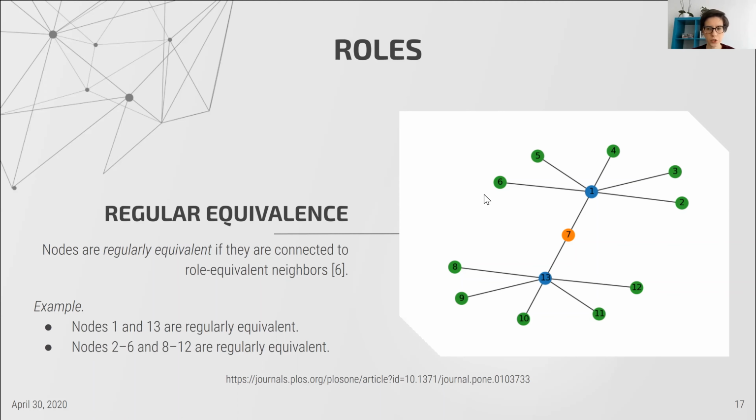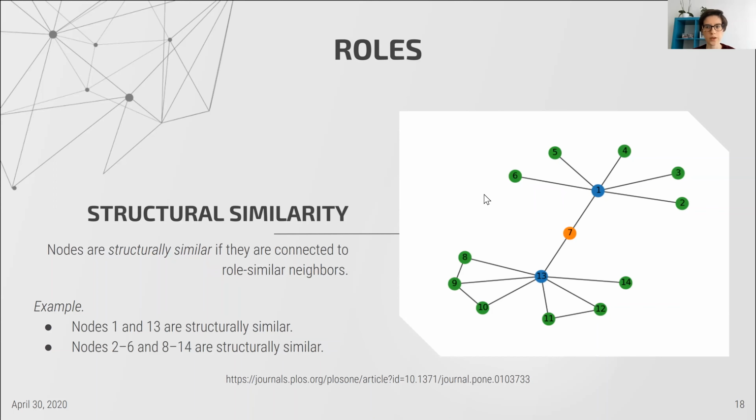Now, we like this definition a little bit more than the previous one, but still it's strict, in the sense that it does not consider that in reality there is noise, there are errors, and so on. So for this reason, the most popular definition of roles nowadays is that two nodes belong to the same role if they are structurally similar. Which means that they are connected to neighbors that are not equivalent as before, but similar. And this definition allows us to have some irregularities in the data.